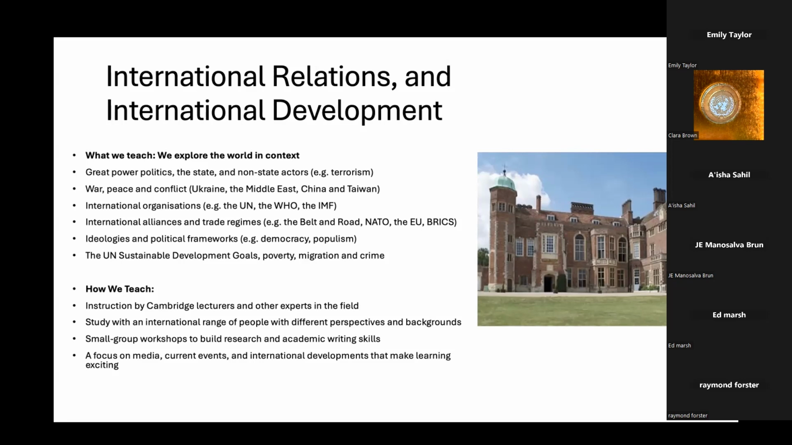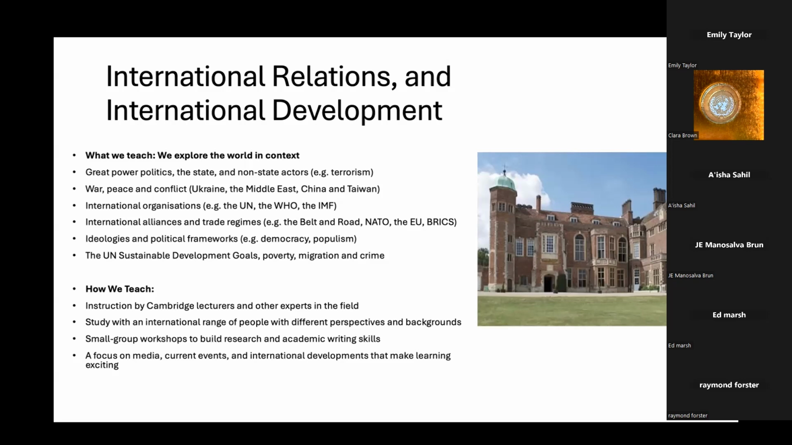And as new ideas and issues arise, that comes up in terms of what kinds of assessments we ask you about. And of course, if you're looking at international development, very importantly is the UN Sustainable Development Goals. So we look at those in depth in the course on international development.